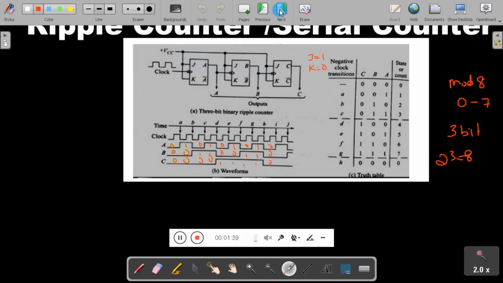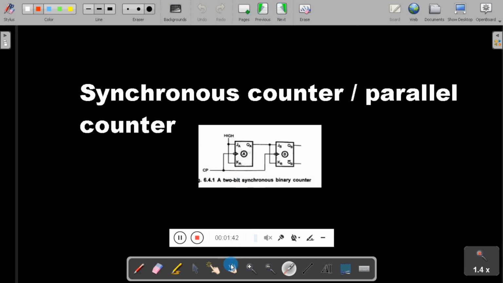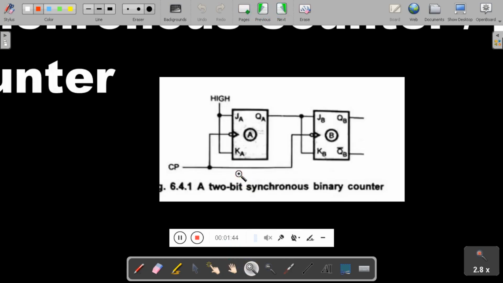But in this case, you see here, the clock will drive all the flip-flops simultaneously, or all the flip-flops are driven by a single clock here, driven simultaneously by the clock signal. This is the difference between the synchronous and asynchronous.